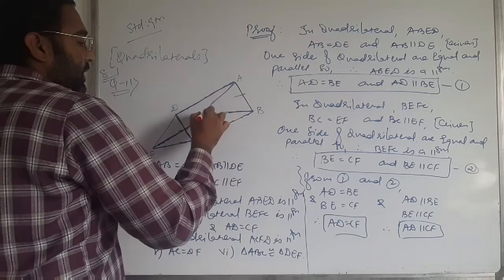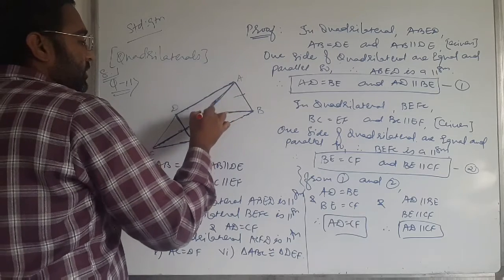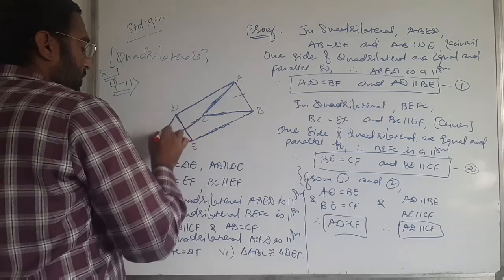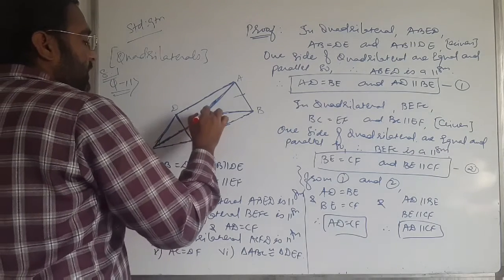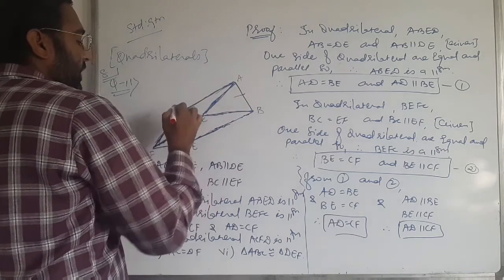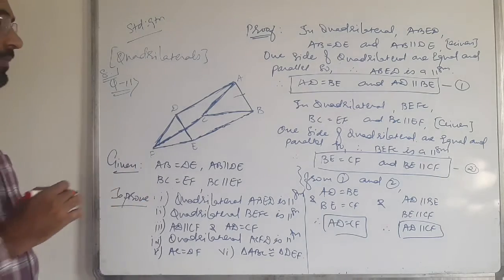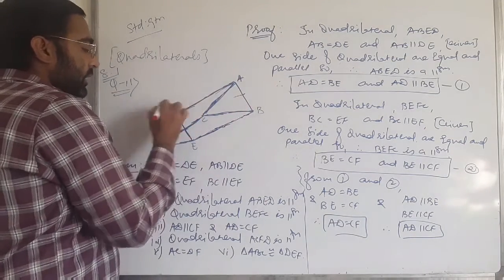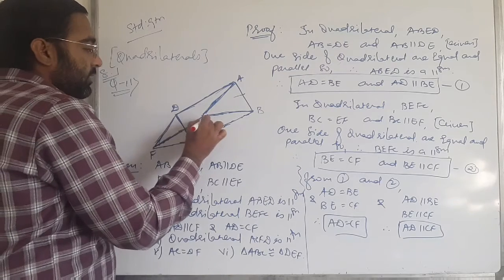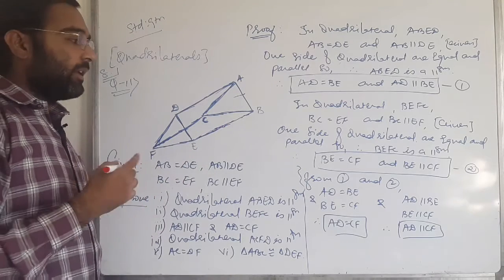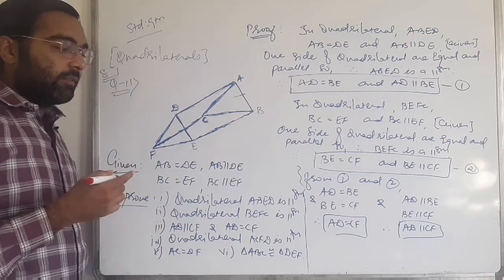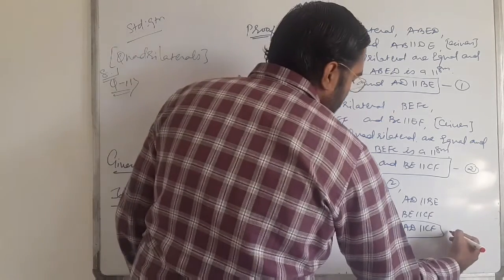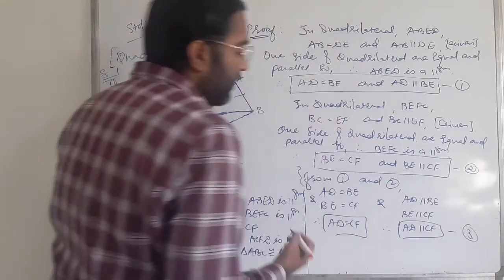So AD, CF, not CF but FC, AD, FC, this part of the parallelogram. Okay, so this one, AD, FC. In quadrilateral ADFC, AD is equal to CF and AD is parallel to CF. We have to write this one as a third equation.